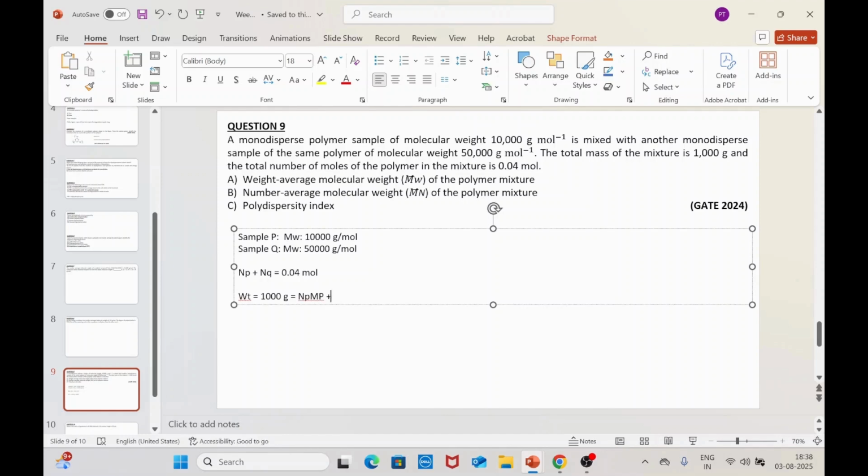NP plus NQ times M times MQ. Is this fine? Or is this correct, or is anything missing? So here we do not have, let me put this sample P molecular weight as MP and MQ.